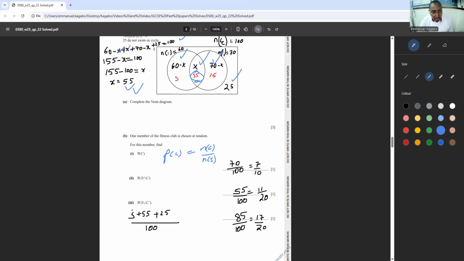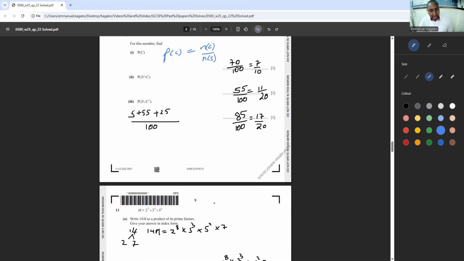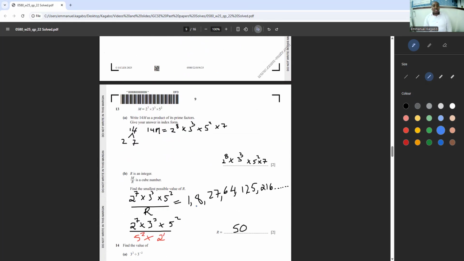So that's why you see I did 5 plus 55 plus 25, because it's the whole of S. You get that? And then outside 25. Very good. So now when you work out that one, the probability will be 85 over 100. You can simplify or you don't simplify. In probability, it doesn't matter unless you have been told to simplify. Okay, very good. Next question, question 13.